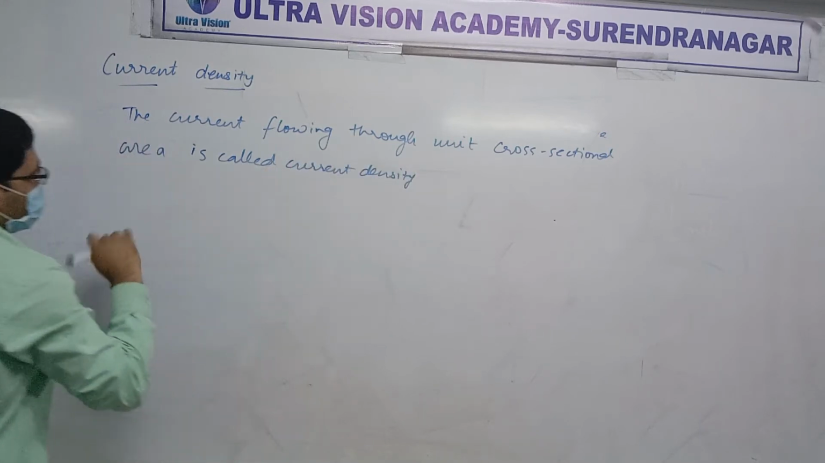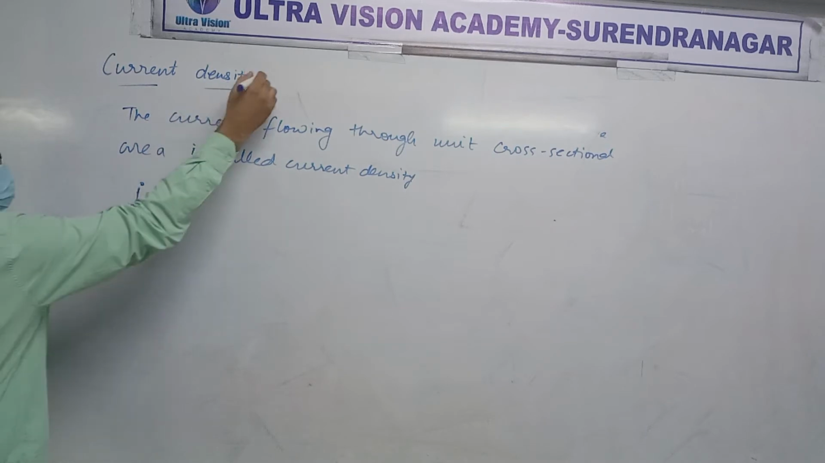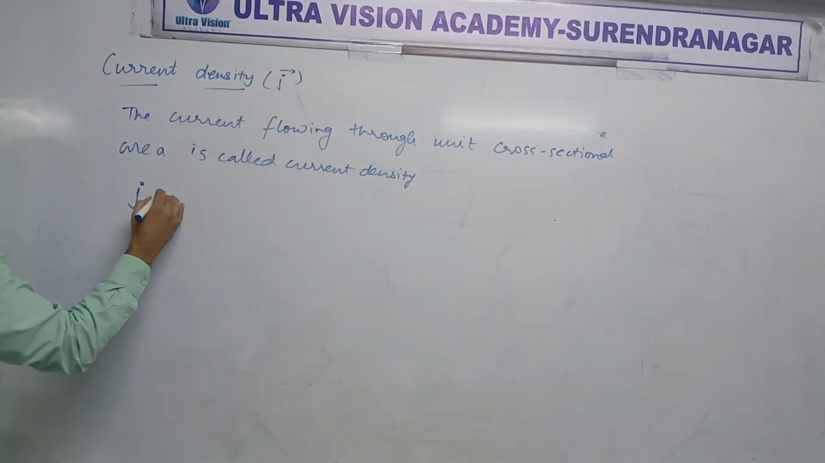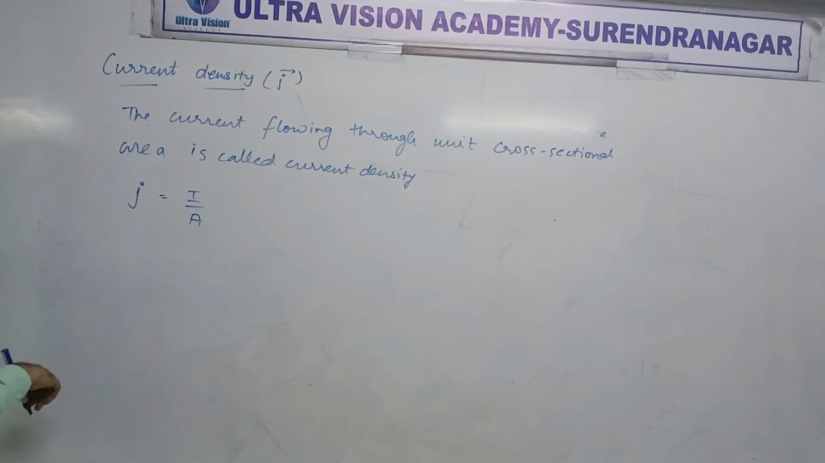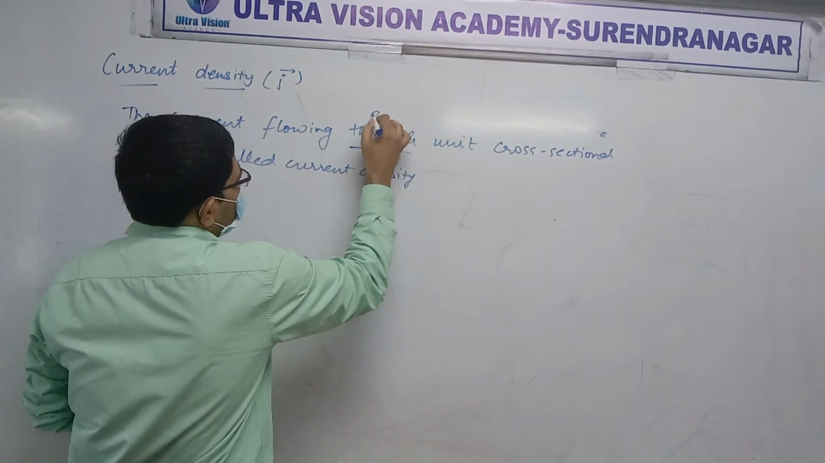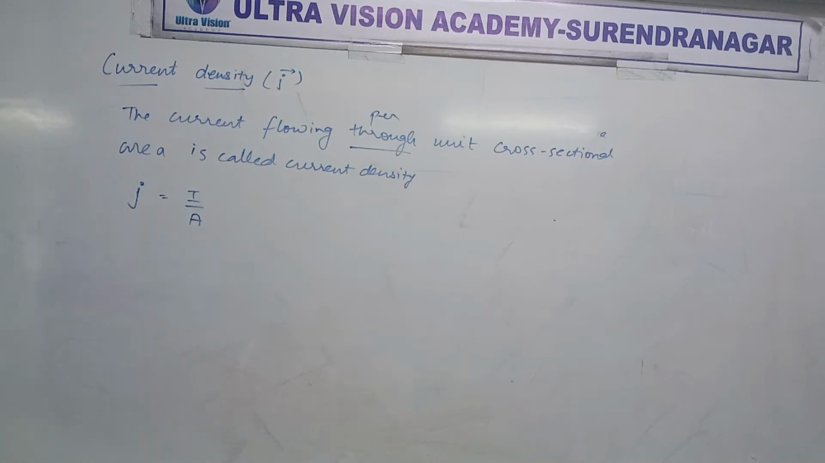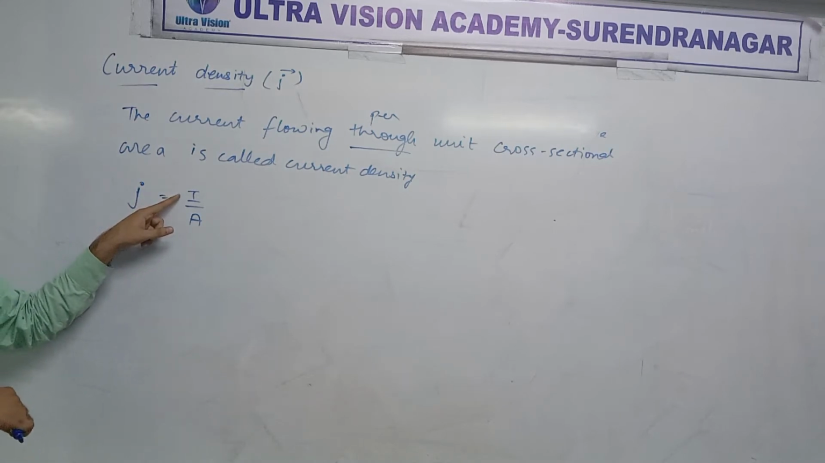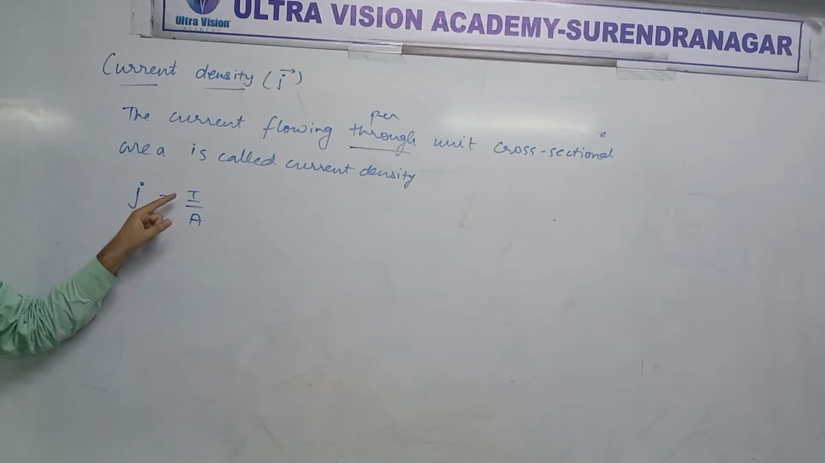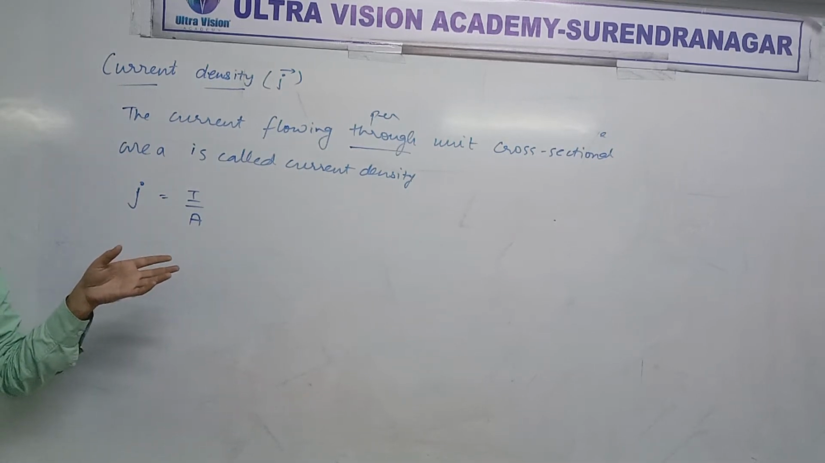So in magnitude form, the symbol of current density is J. It's a vector actually. J is equal to I by A. Right? Current density is current flowing per unit area. Current flowing per unit cross sectional area is called current density. What will be the unit of this? Ampere per meter square. Got it? Okay, and the dimensional formula follows from that.